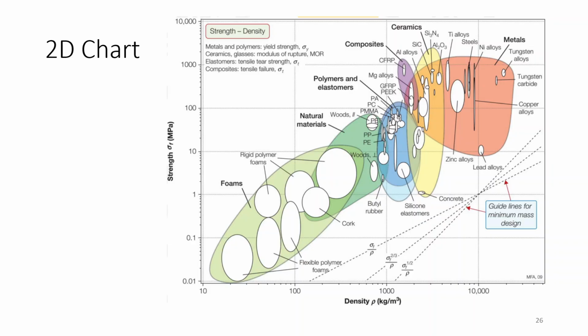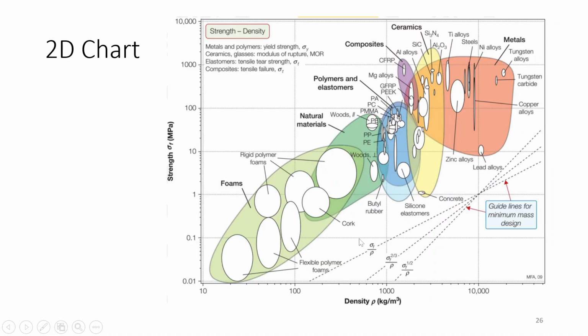Next is the 2D chart, also called Ashby plots or bubble charts. In this case, you have two properties on different axes. Here you can have density and strength. Materials such as foams and polymers will have less strength as well as less density, so they will fall in this particular corner. And you have metals which have high strength as well as high density. Then you have ceramics, composites, polymers and elastomers, and natural materials.